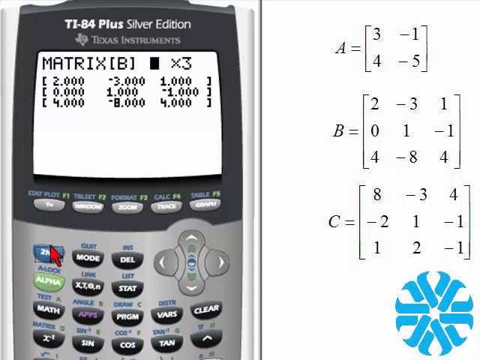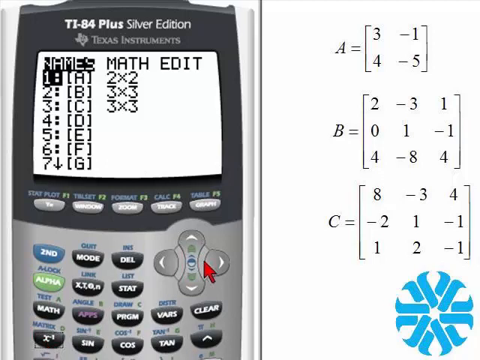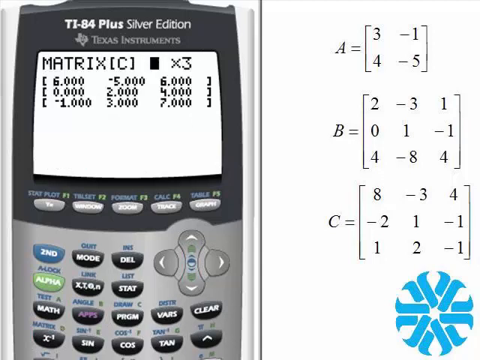So we'll go second function matrix, then edit, number 3 for matrix C. Okay, it's already a 3 by 3, so let's edit the cell values. Move the cursor down. We want 8, -3, 4, -2, 1, -1, 1, 2, and -1. Okay, let's quit out of this mode.